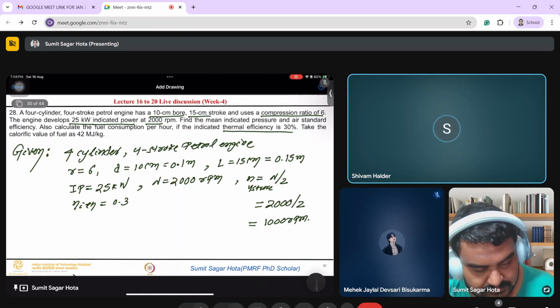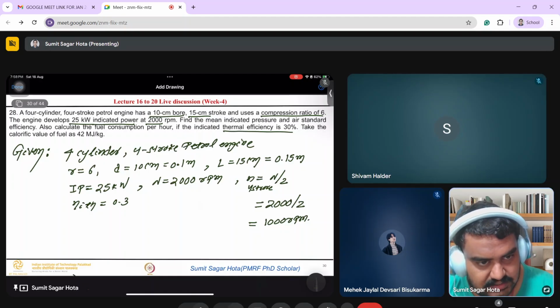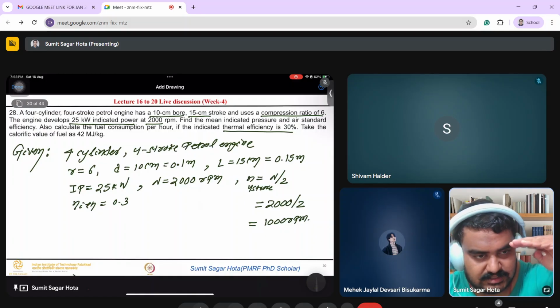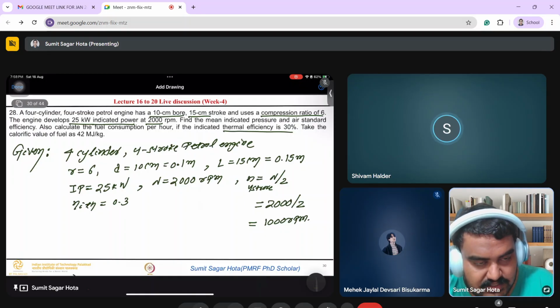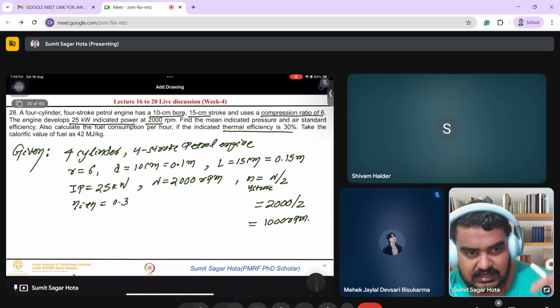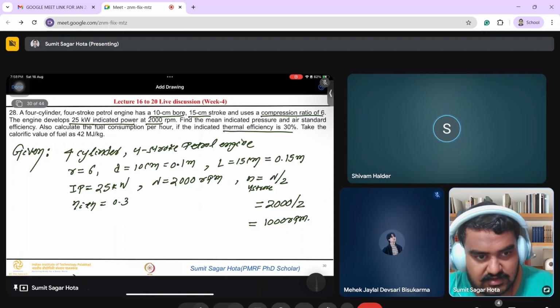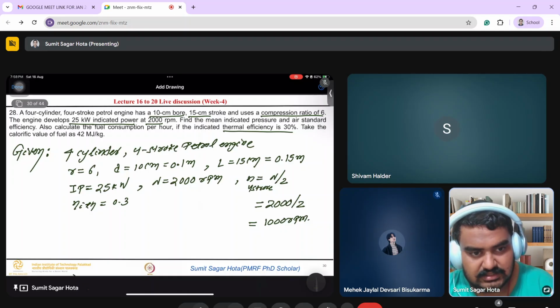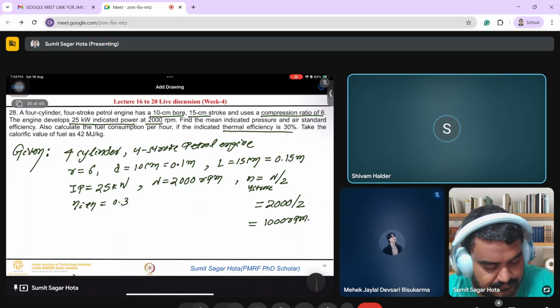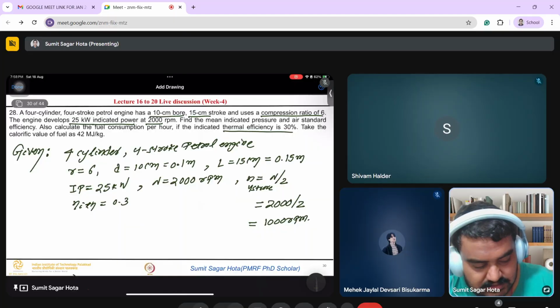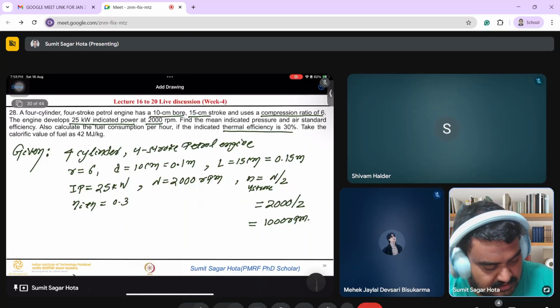Because for a 4-stroke engine, the piston will move from top dead center to bottom dead center and again to top dead center and bottom, because there are compression, expansion, all these things, right? So the rotation of the crankshaft will be 2 times. But for the 2-stroke engine, in only 1 rotation all the cycles will complete. So that's the reason it will be exactly N.